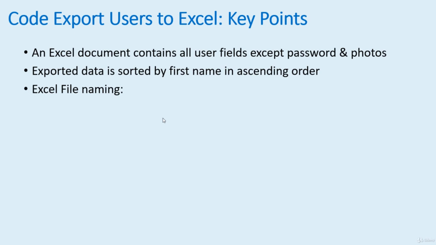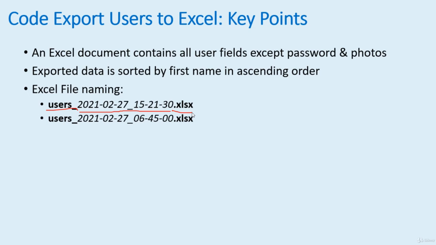And this is the naming for Excel documents. The file name starts with users underscore, followed by a timestamp containing the year, month, day, hour, minute, and second. And the extension is .xlsx. So the Excel file name is unique for each download request.